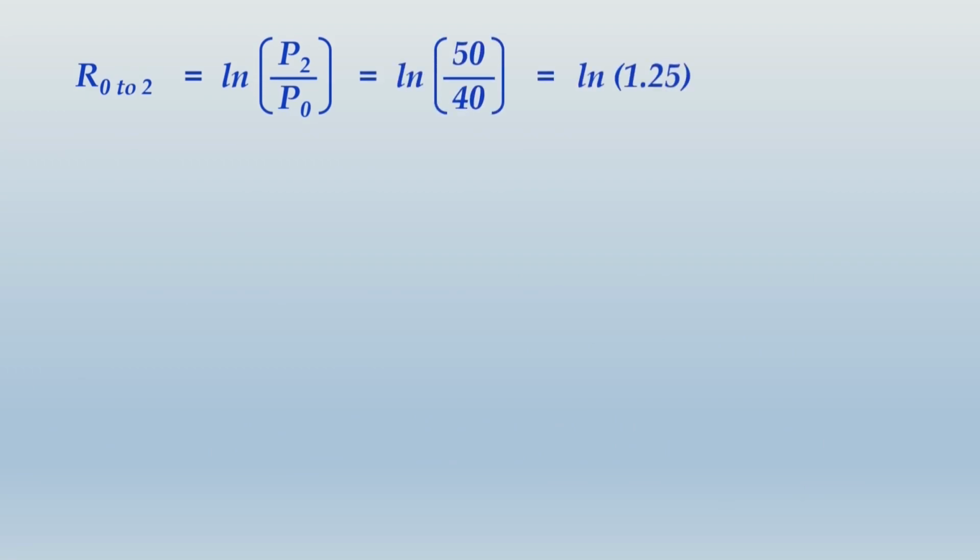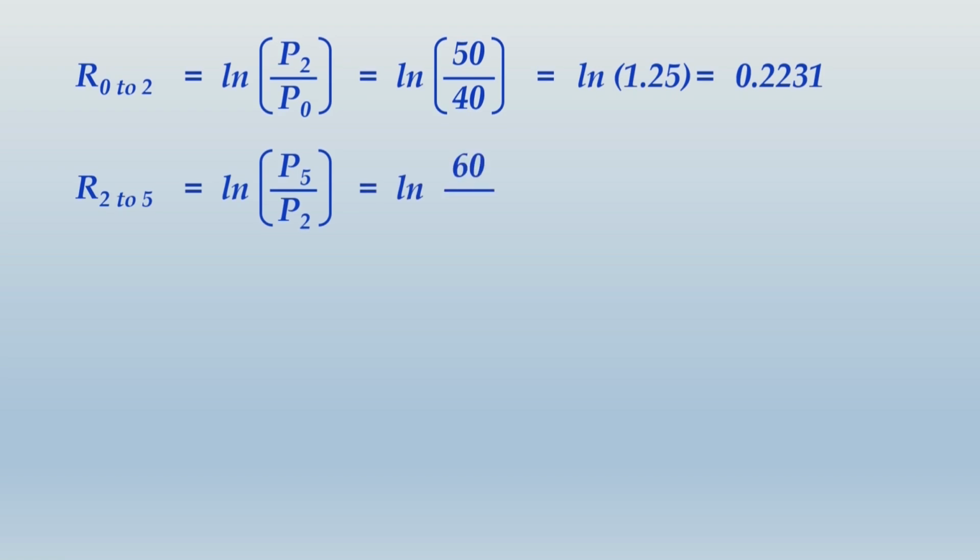You will first compute R0 to 2, that will be ln of P2 by P0, which will be ln of 50 by 40, or ln of 1.25, that gives you 0.2231. Then R2 to 5 will be ln of P5 by P2, that will be ln of 60 by 50, that comes to ln of 1.2, and that will be 0.1823.